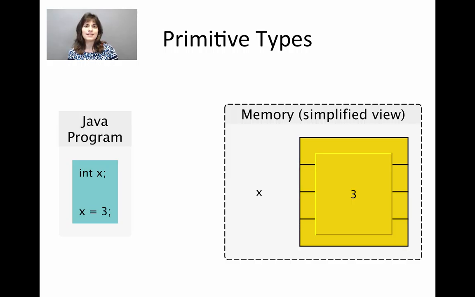When we go and make the assignment after the variable declaration, x becomes equal to 3. What happens in memory? In memory, the value 3 gets stored into the memory space that we have allocated for variable x. This is the picture, a simplified view of the memory when we are using primitive types.